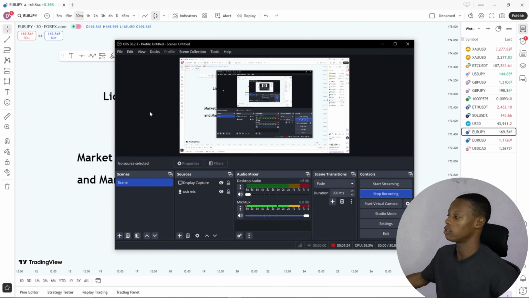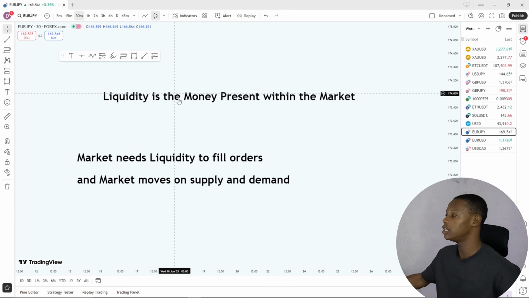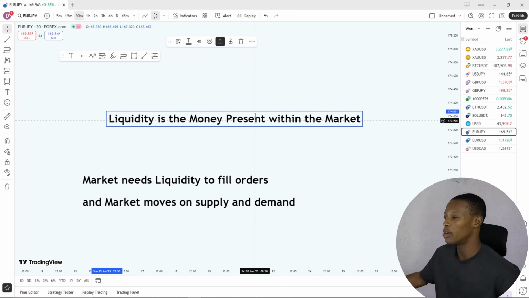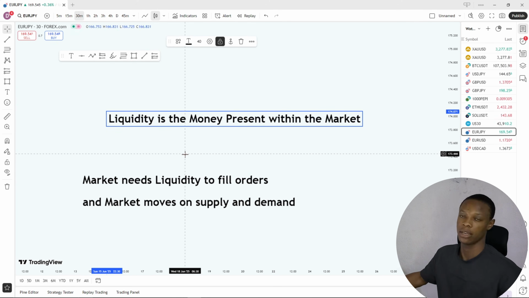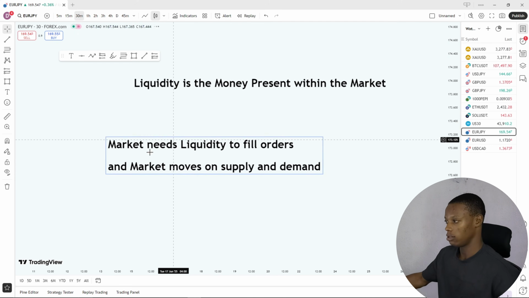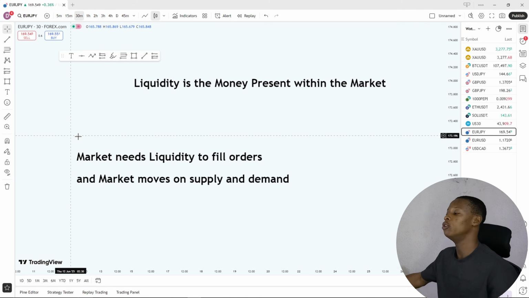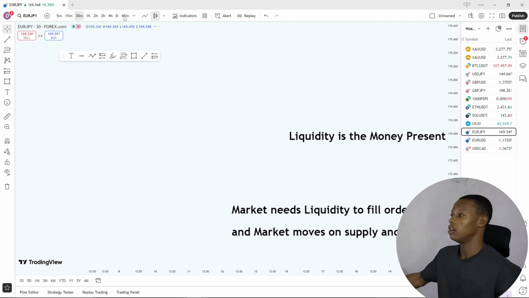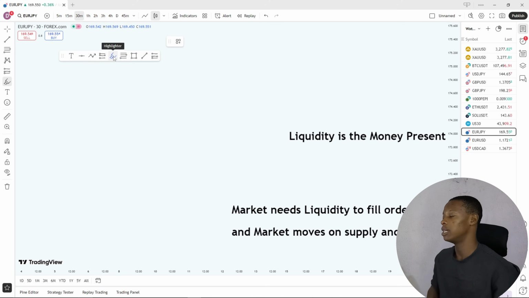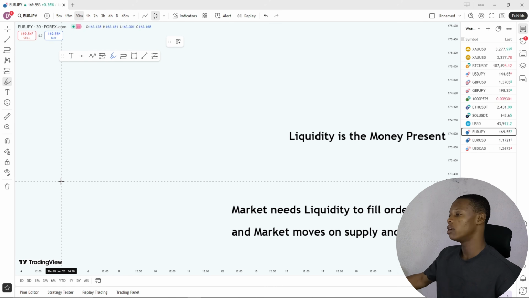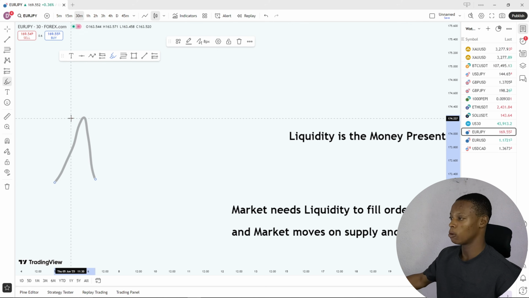First things first, what exactly is liquidity? Liquidity is generally money present within the market. There are two things: the market needs liquidity to fill orders. If any price is going to move, the market works on supply and demand. Once the price gets to its supply level, it's meant to sell. If the price gets here and goes down, that's a supply level.